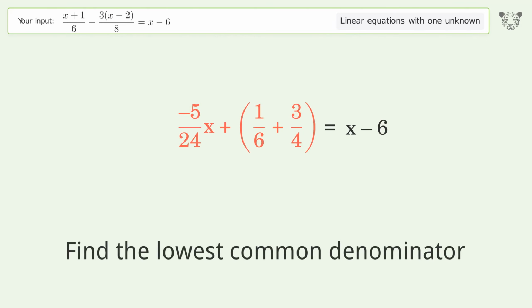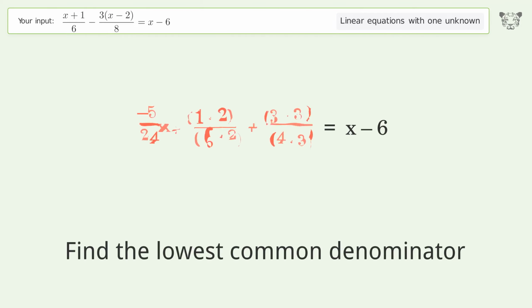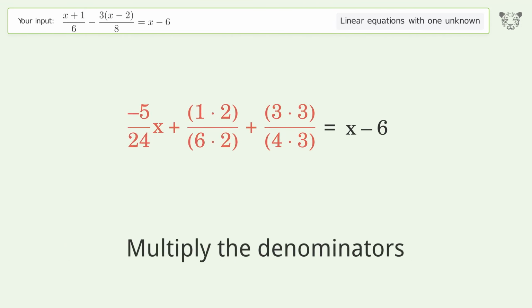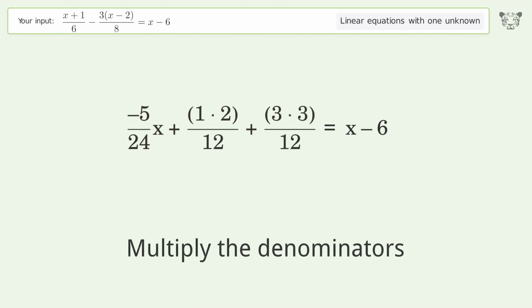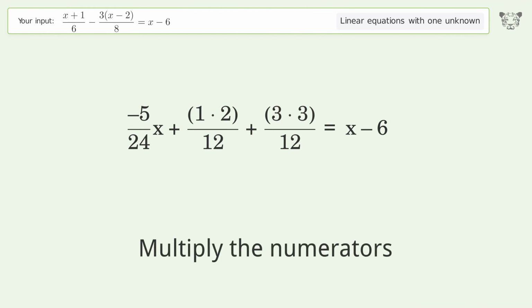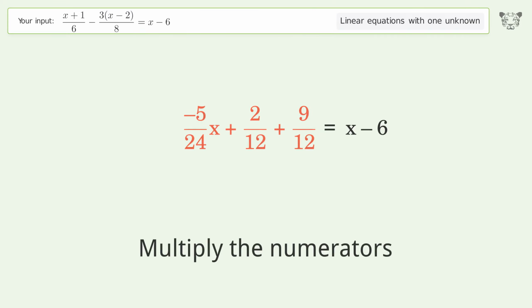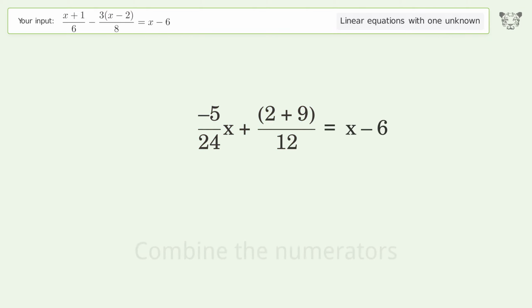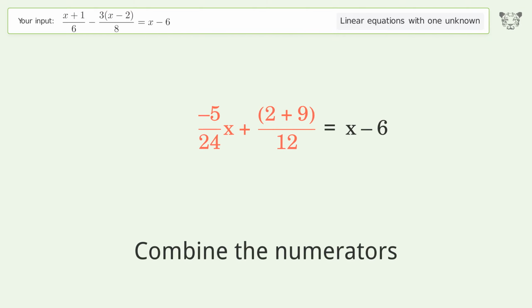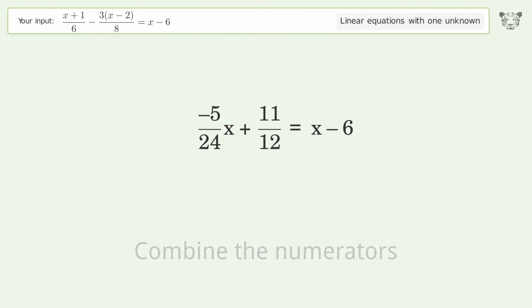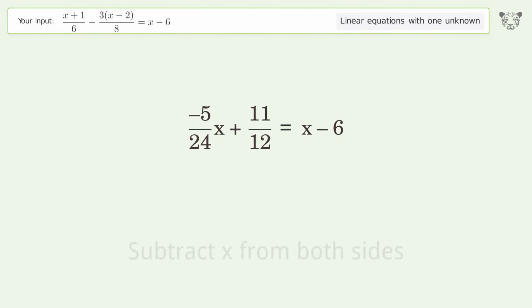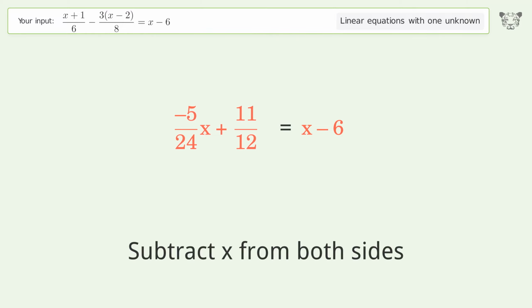Find the lowest common denominator. Multiply the denominators. Multiply the numerators. Combine the fractions. Combine the numerators. Group all x terms on the left side of the equation. Subtract x from both sides.